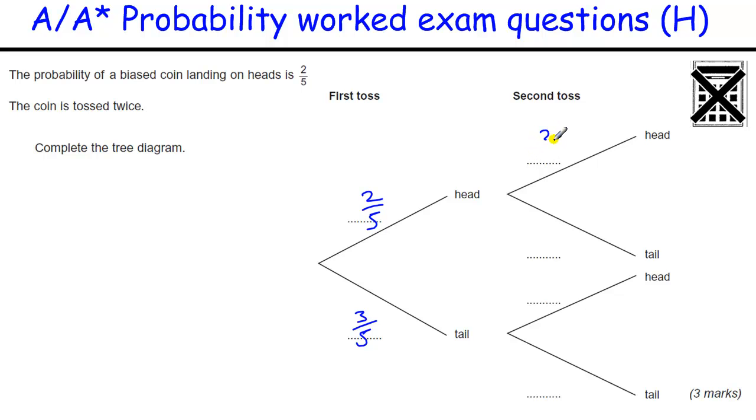The coin does not change its probability the more times you throw it, so it's just going to be the same again on the second toss, heads and tails, and the same again, heads and tails. There'll be 1 mark for getting these two right, 1 mark for these two, and 1 mark for these two.